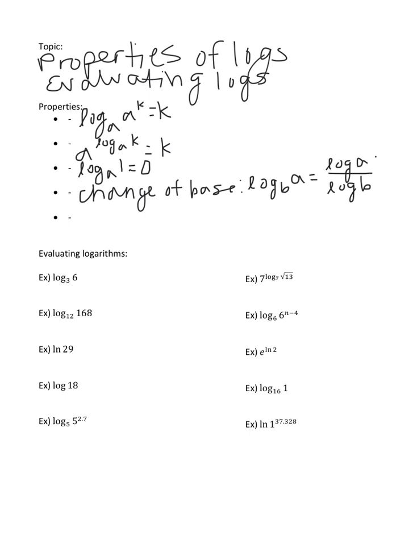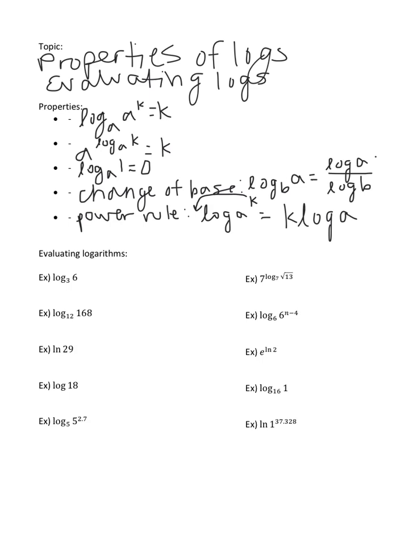And then our last property is called the power rule. And the power rule says that if we have log of a to the k, that equals k log of a. So what we're saying there is that if we have log of a, log of anything, to a certain exponent, we can pull that exponent out front and multiply it.